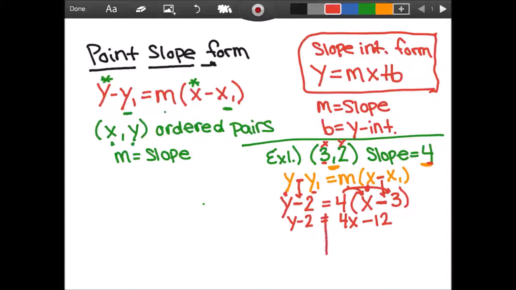I always tell my kids to go ahead and draw a line down the middle where the equal sign is. It helps separate the left side of the equation from the right side of the equation. It's very good visually to help you see that.